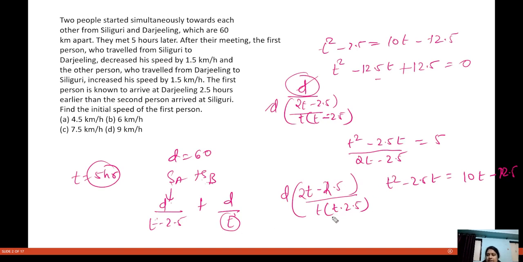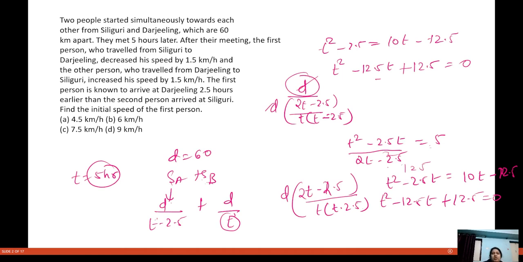So you have this as t square minus 2.5t, and you have this as 2t minus 2.5. You have 10t. You have this as 5 fives are 25, and this as 10, 12.5. So t square minus 12.5t plus 12.5 is equal to 0. Okay, so this is fine. Let us find the solution.